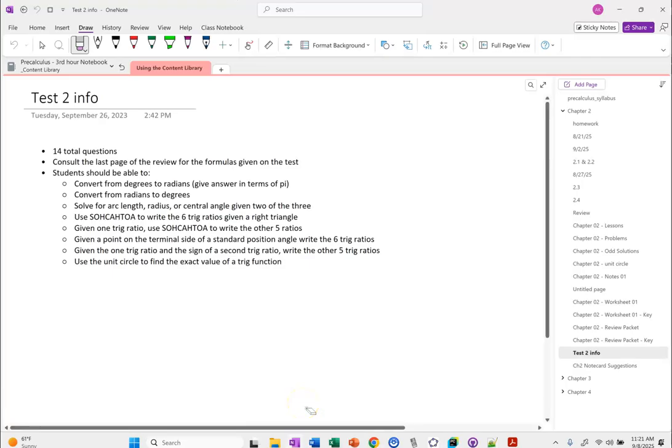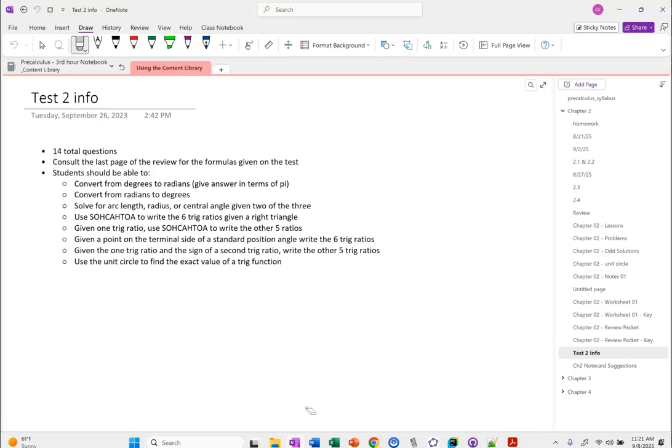I want to talk about the test a little bit here today, okay? And then I have some practice stuff for us to work on this period. And that'll be that, okay? So if you look on your OneNote, in the content library, there's a tab at the end that says Test 2 Info. So I have here a description of kind of what to expect for the test.